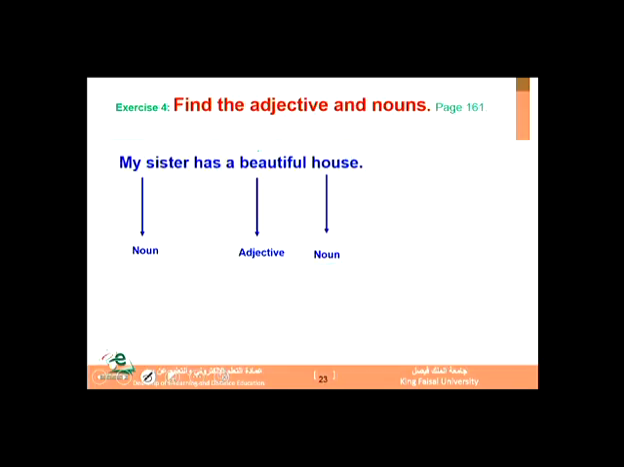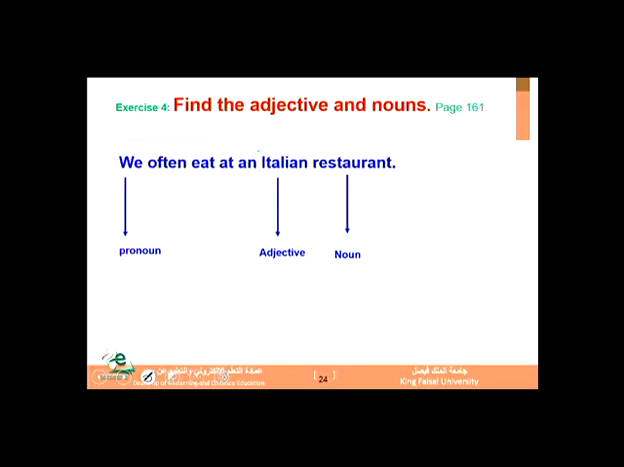My sister has a beautiful house. Beautiful is the adjective, house is the noun. My sister is also a noun. We often eat at an Italian restaurant. What kind of restaurant? It is an Italian restaurant. So this is functioning as an adjective, and this is the noun that the adjective modifies or describes.